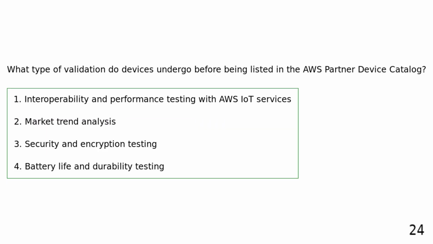What type of validation do devices undergo before being listed in the AWS Partner Device Catalog? Interoperability and performance testing with AWS IoT services. Market trend analysis. Security and encryption testing. Battery life and durability testing.